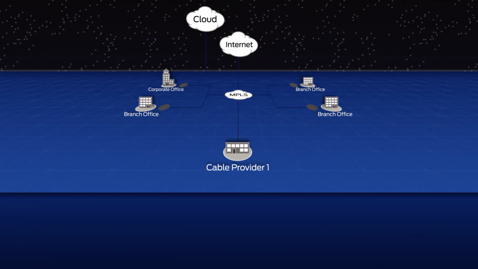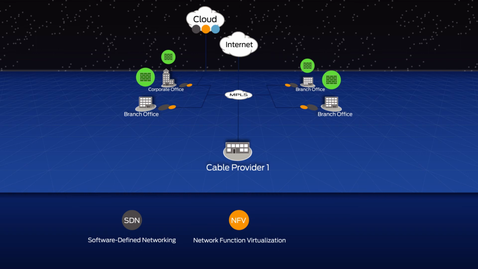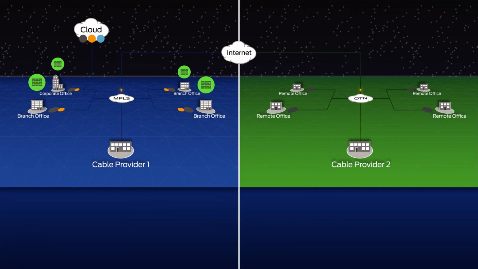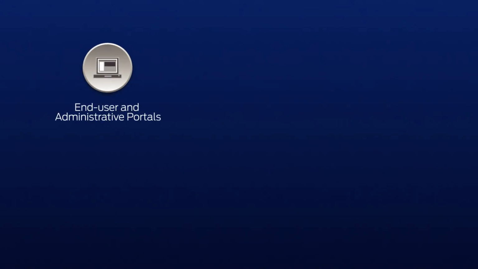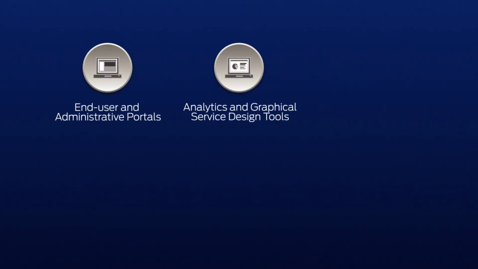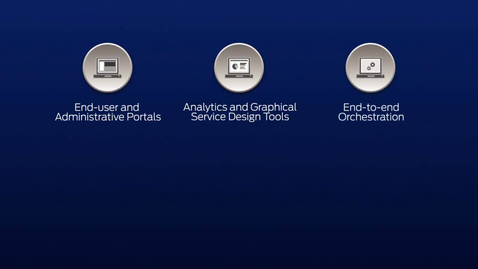Juniper's virtualization approach allows you to start small and adapt quickly while leveraging the three key enabling third network technologies, SDN, NFV, and LSO. Juniper's Cloud CPE solution enables flexible and accelerated service creation and delivery, allows centralized, distributed, and hybrid deployment models, and incorporates an open framework for third-party VNF onboarding. It also provides end-user and administrative portals, analytics and graphical service design tools, and end-to-end orchestration.